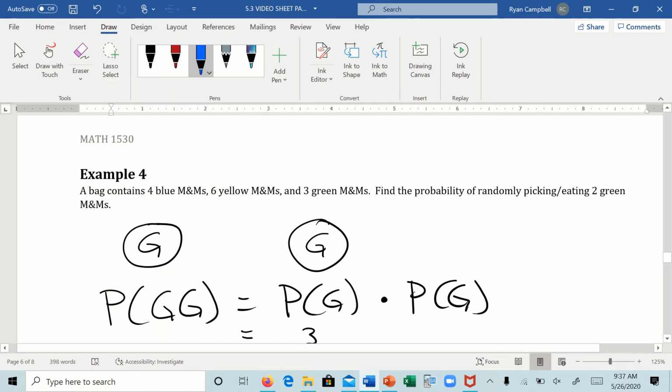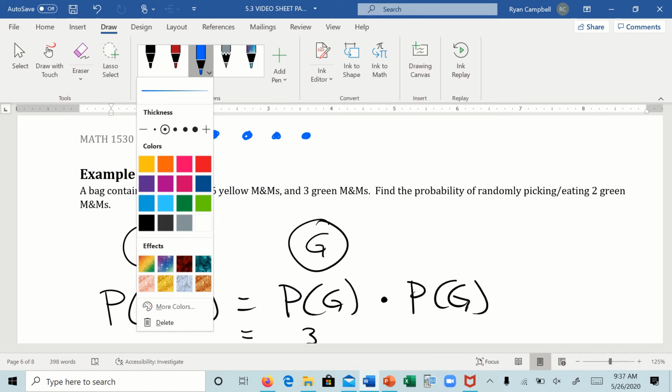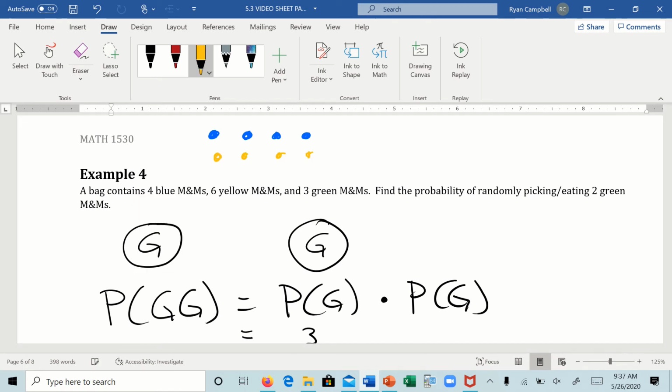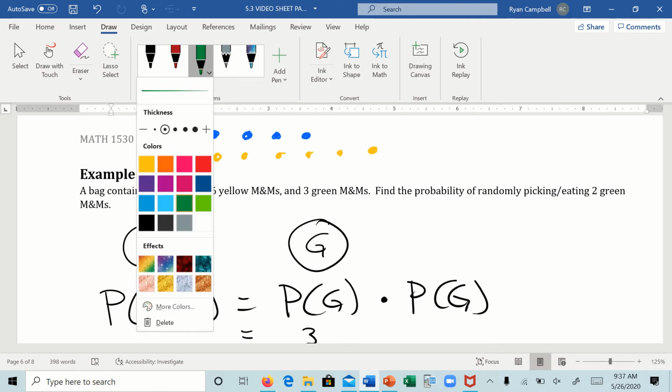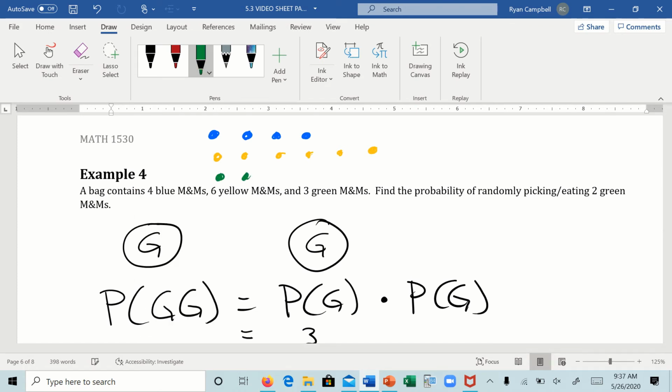So we have 4 blue M&Ms: 1, 2, 3, 4. We have 6 yellow M&Ms: 1, 2, 3, 4, 5, 6. And we have 3 green M&Ms: 1, 2, 3. All right, so these are all the M&Ms we have in our bag, and we take out one of them. And the one we take out is green. So there's 3 green ones out of a total of 13, and we take it out.